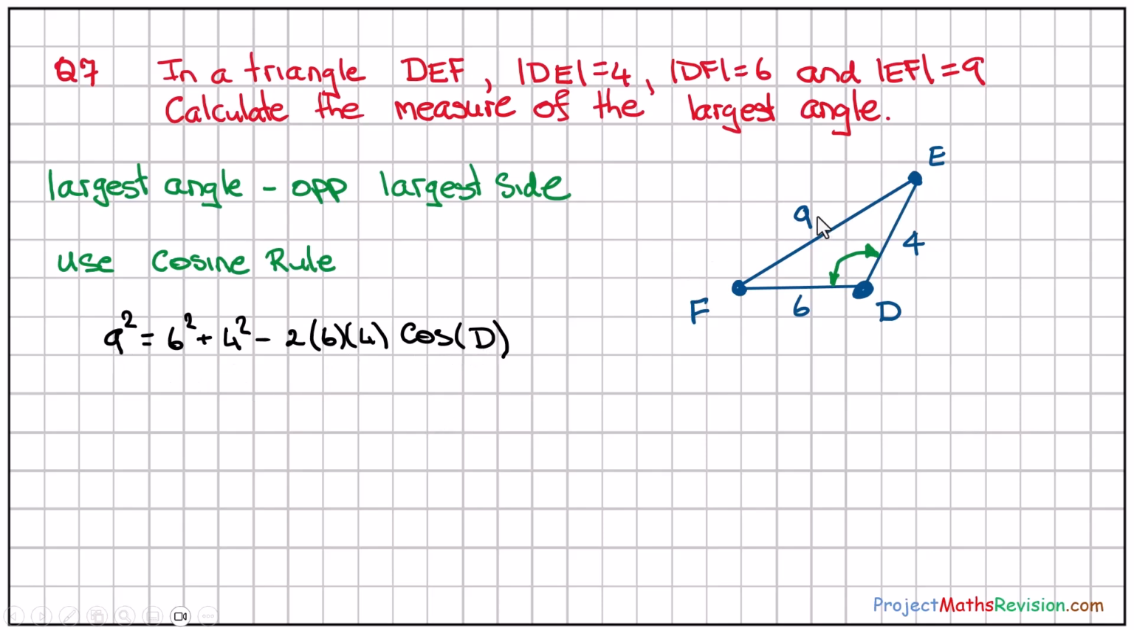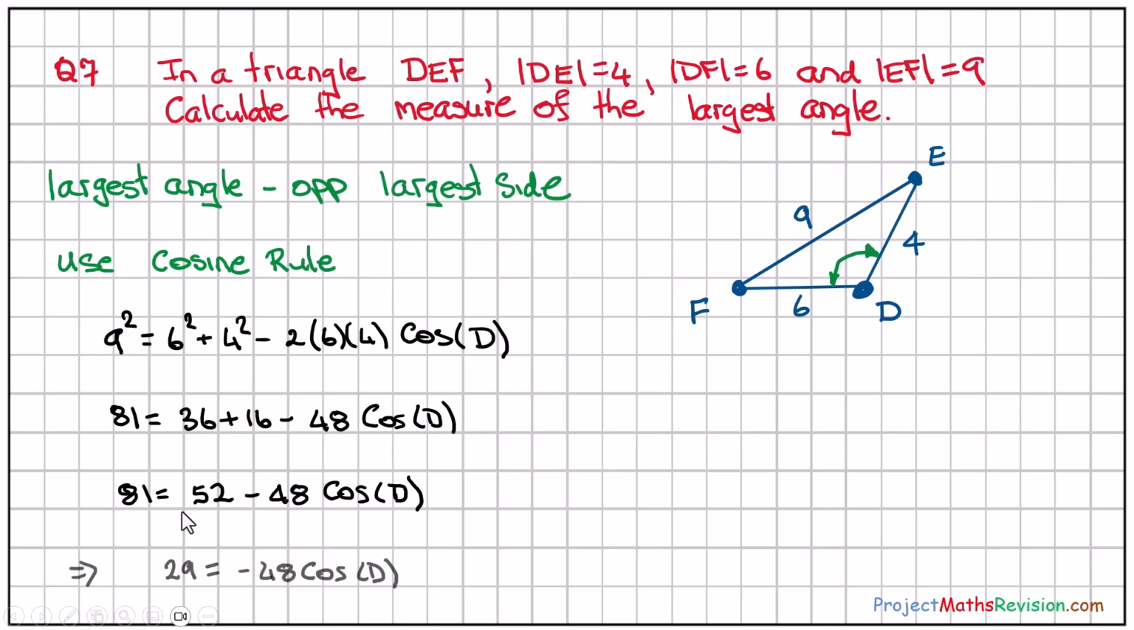But in this case, we're looking for the angle opposite 9. So it'll be 9 squared equals 6 squared plus 4 squared minus twice 6 by 4 times the cos of the angle between 6 and 4, which is cosine D. So we can work this out. We get 81, 6 squared is 36, 4 squared is 16, 2 fours are 8, 8 sixes are 48. And bringing everything to one side, we get 81 minus 52, which is 29, equals minus 48 cosine D.